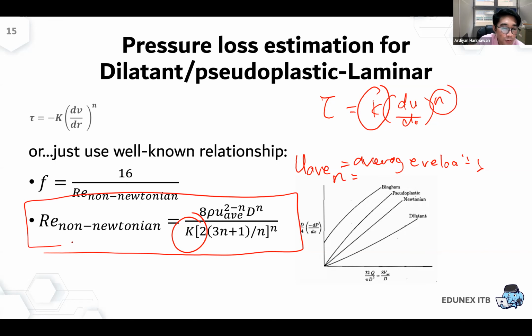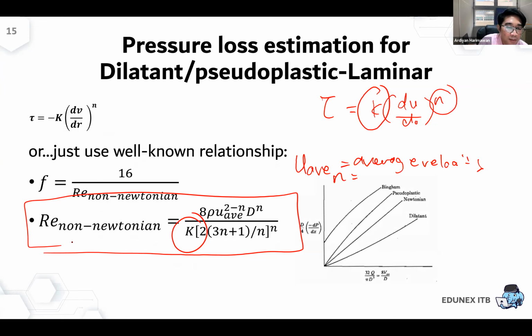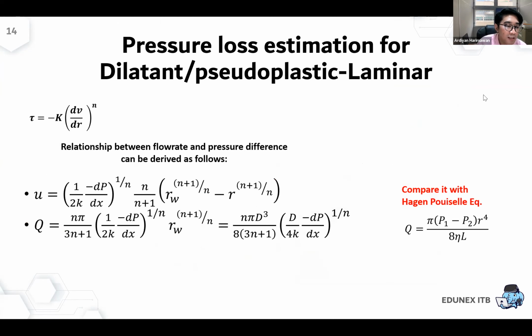Or you can use certain types of graph. Although the graph is limited and only applied for certain cases, you can still use the graph. But from this equation, you need the value of average velocity, right? So the average velocity you can calculate from this one. This one is point velocity.